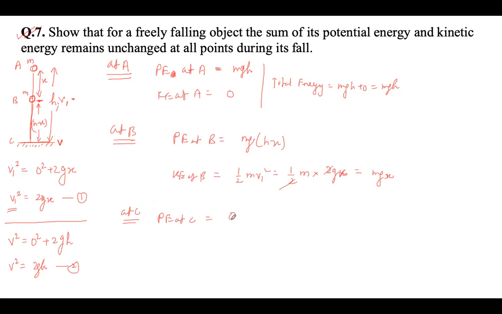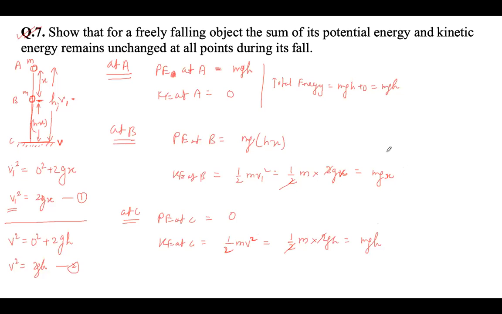Potential energy at C is 0. Kinetic energy at C is half mv square. So v square is equal to 2gh. So this will become mgh.